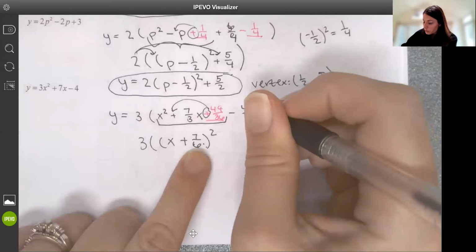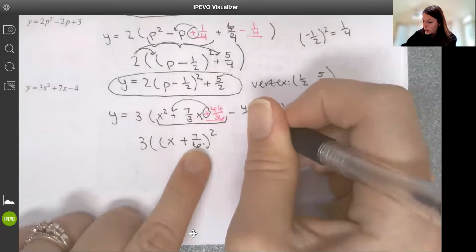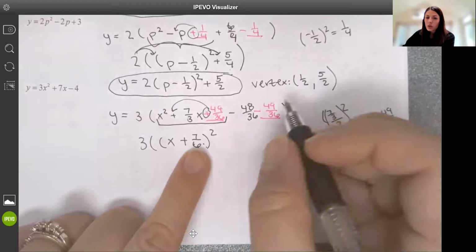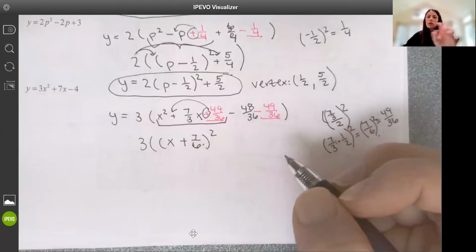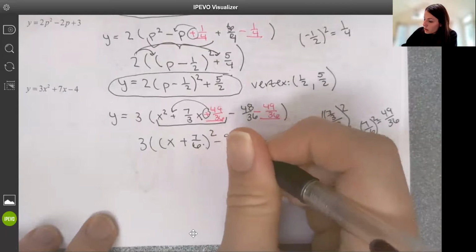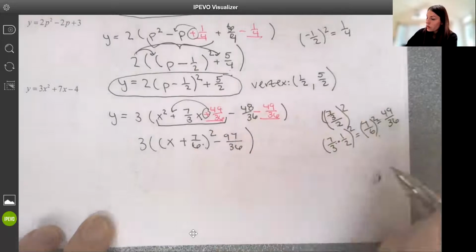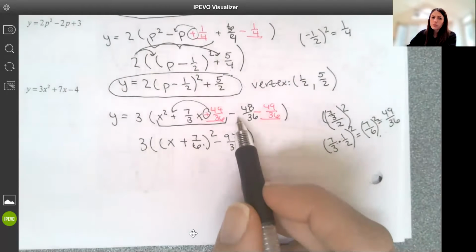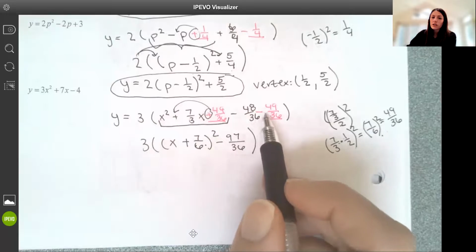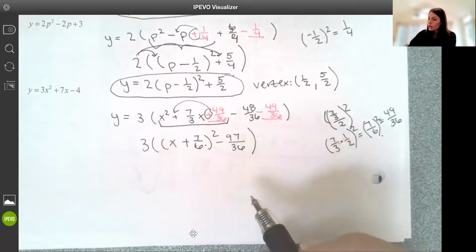So 4/3, if I make this out of 36, is going to be 48/36, because I'm multiplying by 12. So then all together, I'm going to have negative 97/36, combining the negative 4/3, which became 48/36, and negative 49/36.